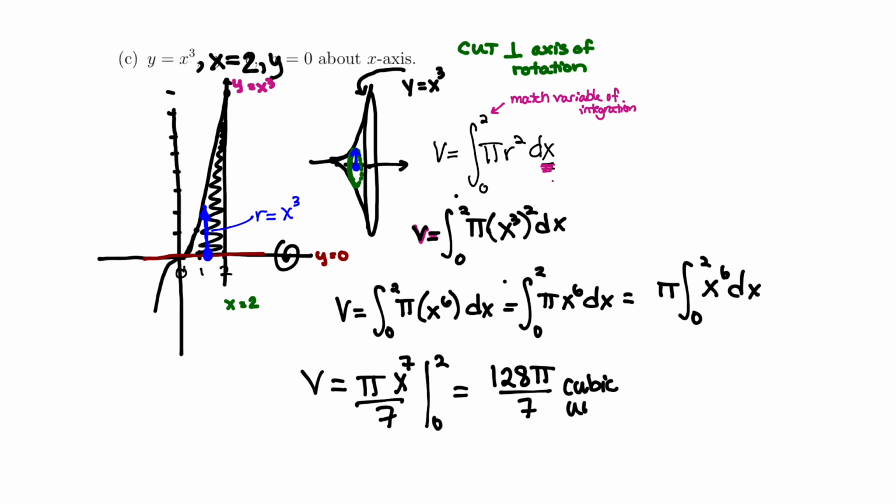Any questions on that second warm-up with the disk method? It's called the disk method, and I'll put that down here. It's called the disk method because when you cut perpendicular to an axis of rotation on a solid of revolution, it's always a disk that you're getting when you cut it. Questions?